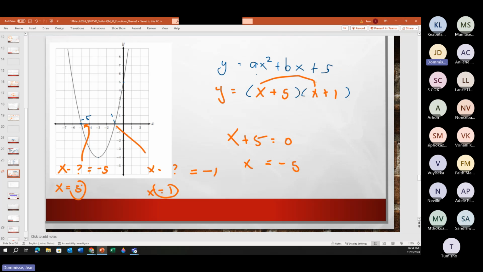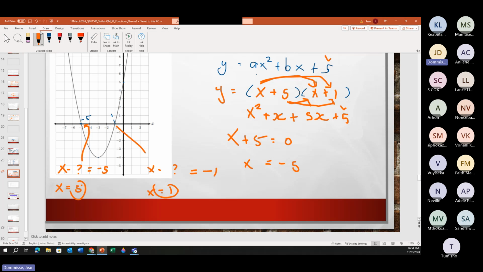So let's multiply that in. That's x to the power of 2. That is x. That is plus 5x. And that is plus 5. And now we can see that that is at least the same.